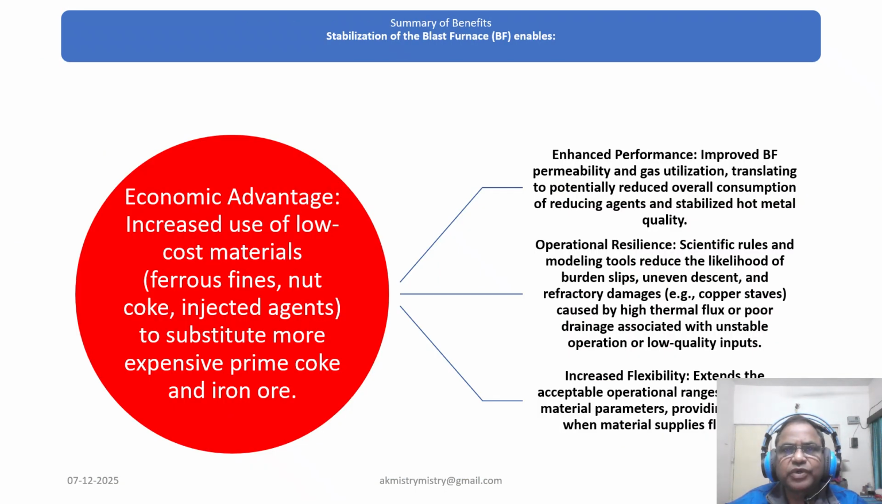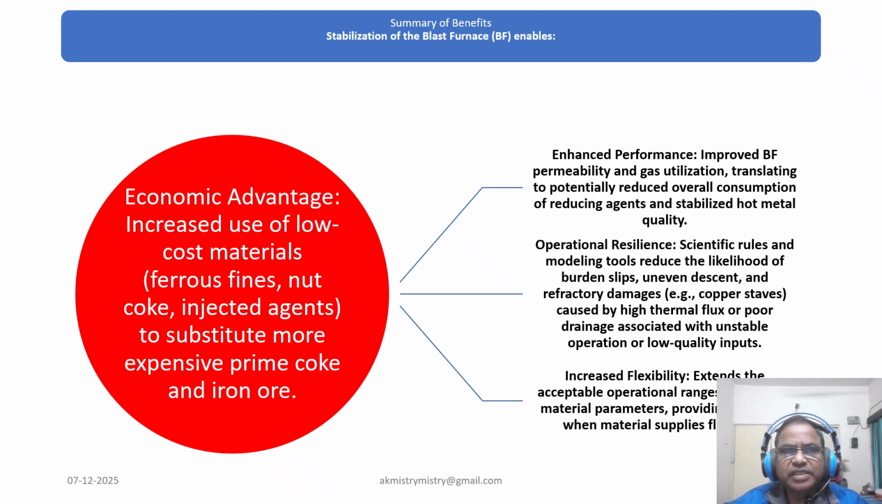Stabilization of the blast furnace provides three key areas of benefits. First, we achieve economic advantage. This is due to the increased use of low cost material, ferrous fines, nut coke, and injected agents to substitute more expensive prime coke and iron ore.